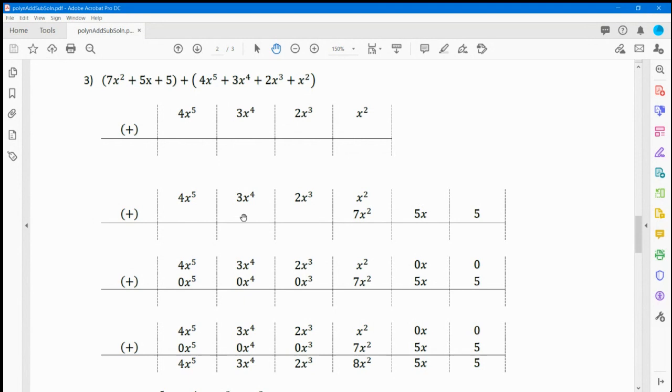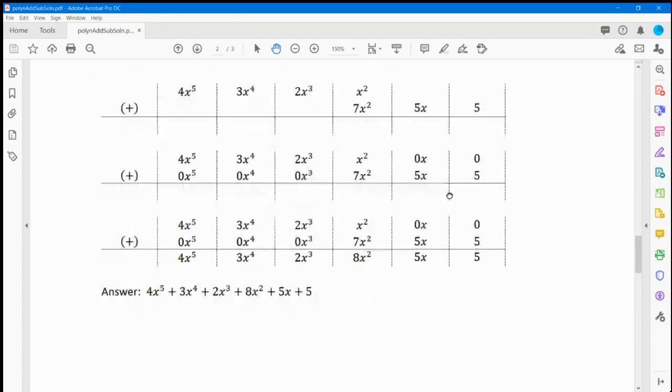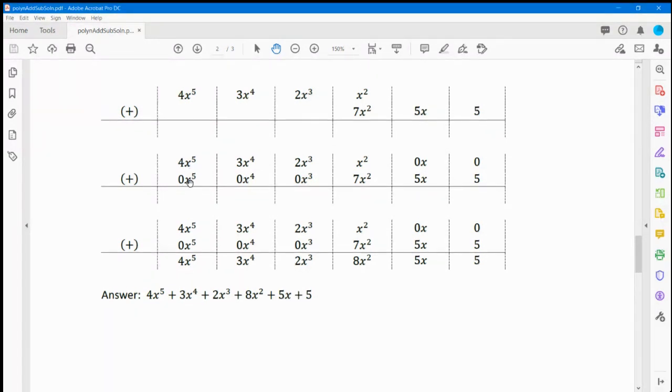Now we have these blanks. So what do we do? We put 0 in as placeholders. Okay, that's what we're doing. You could put 0, or you could put 0x to the 5th. I'm doing 0x. I think it makes sense for more people. 0x to the 4, 0x cubed, and so on.